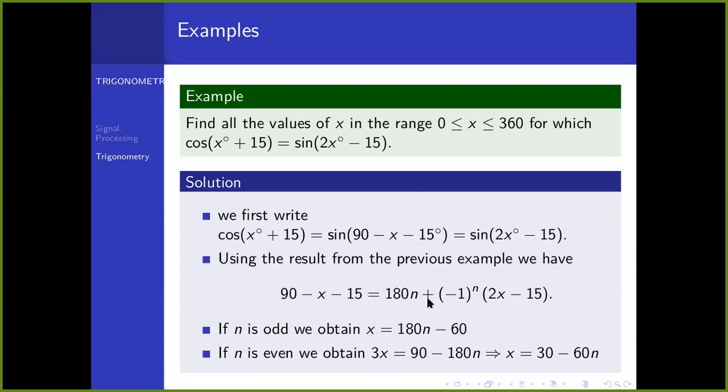When we work it out, this is what happens. Two cases arise. When n is odd, we can obtain values of x as 180n minus 60 degrees. And if n is even, the values of x will be given as 30 minus 60n. So you can use this to compute values within the range. I think I did not compute them, but you can compute the values within the range that lie between 0 and 360.